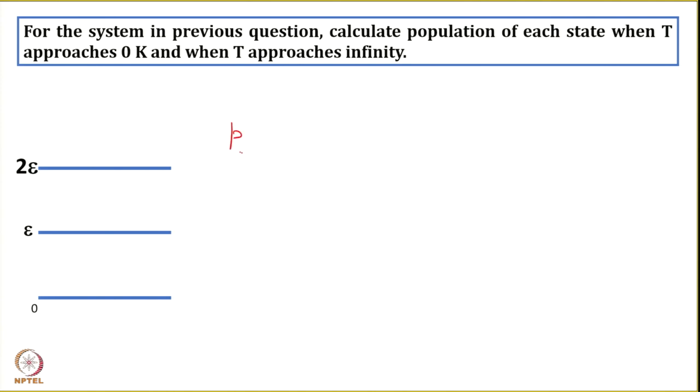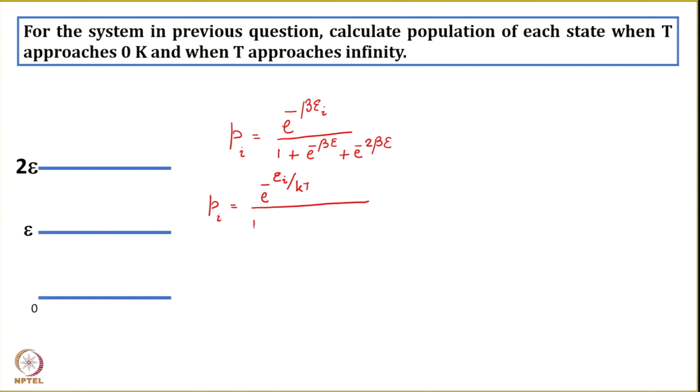So population of the ith state is equal to exponential minus beta Ei over the partition function. Here it is 1 plus exponential minus beta E plus exponential minus 2 beta E. This is how the fractional population can be calculated. So let us write down Pi is equal to exponential minus Ei upon kT divided by 1 plus exponential minus E upon kT plus exponential minus 2E upon kT.